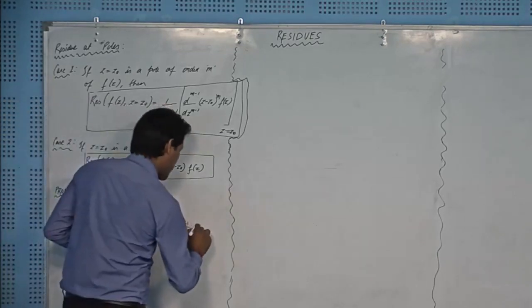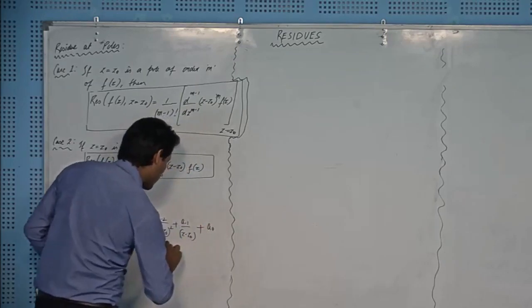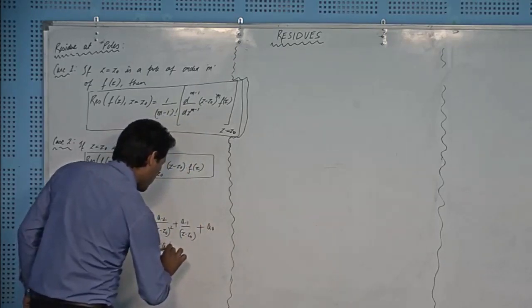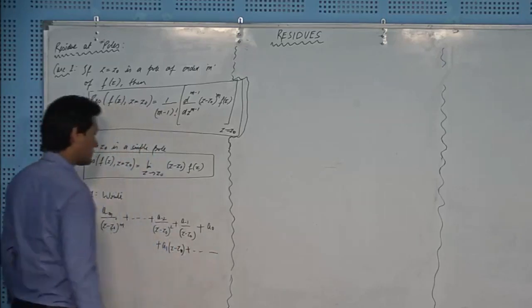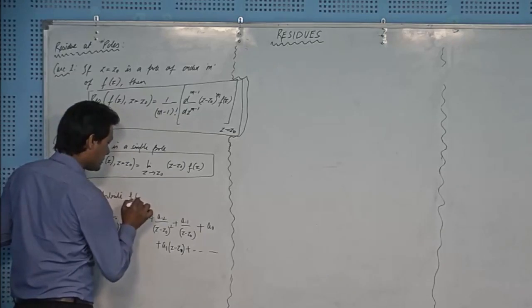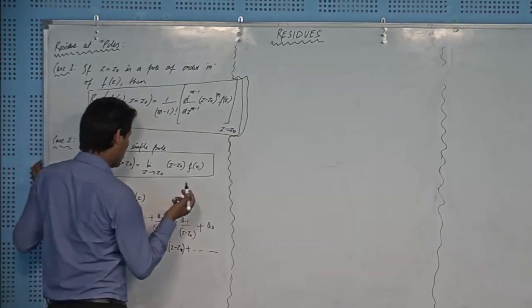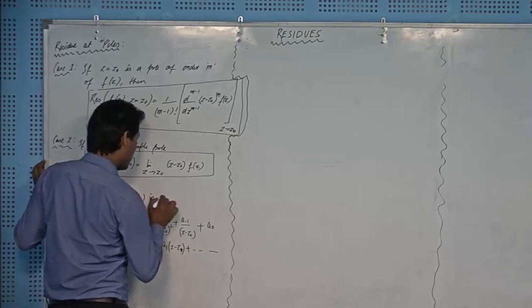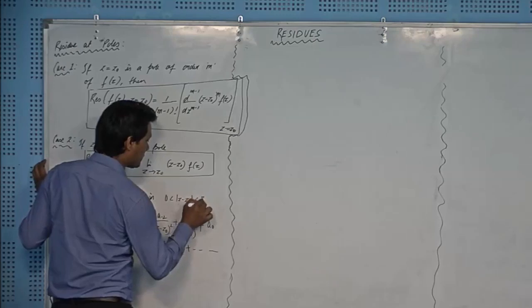And now comes the analytic part. The first term will be a naught, and then a 1 (z minus z naught), and then positive powers of z minus z naught, right? Write f(z) in terms of Laurent expansion, right? That is valid in 0 less than |z minus z naught| less than r, right?